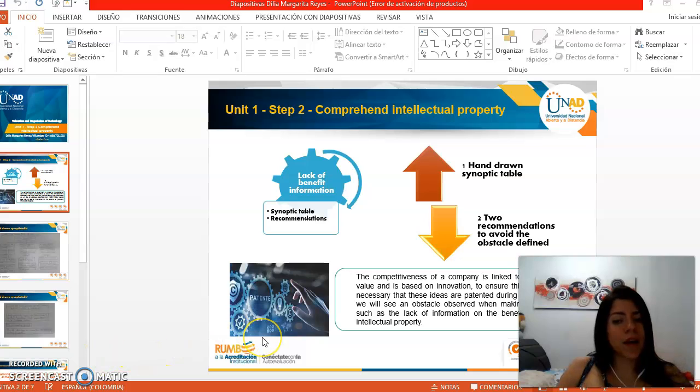The competitiveness of a company is inducing creation of value in space and innovation. To ensure its innovation is necessary, these ideas are patented. During this presentation, we will see an obstacle observed when making recommendations to gather information about the benefit or protection, or lack of information on the benefit or protection of intellectual property. Now, we will see the synoptic chart.